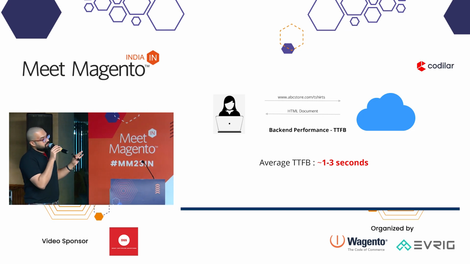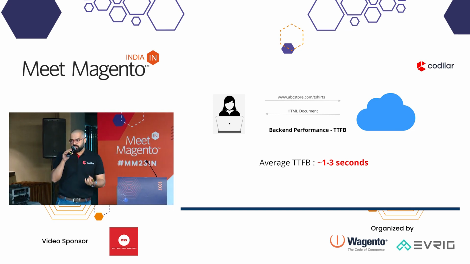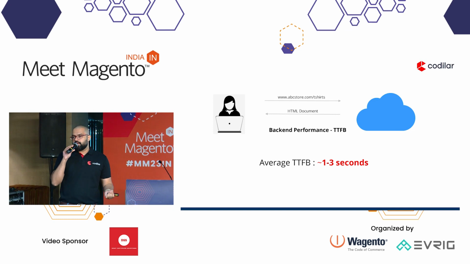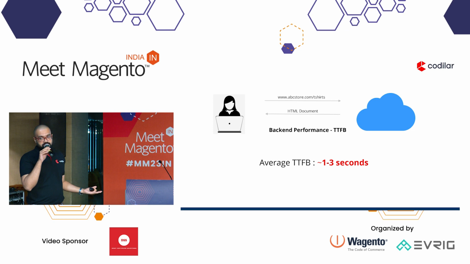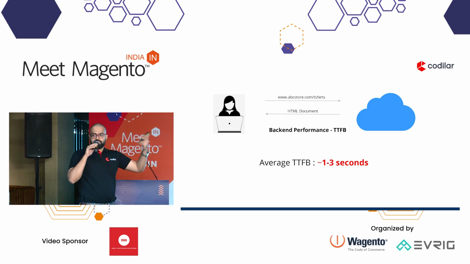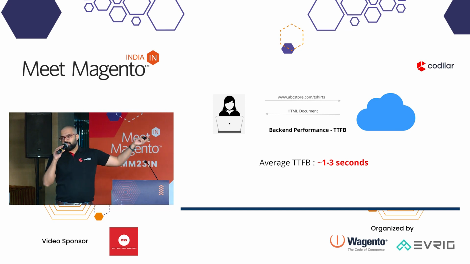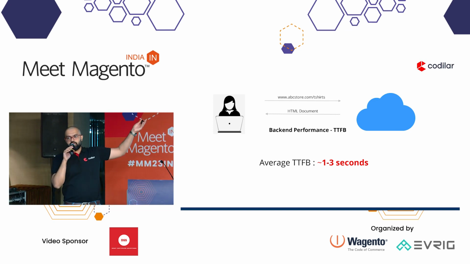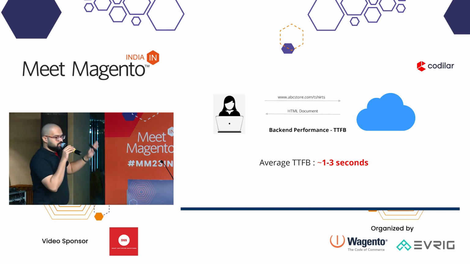Now that depends on a lot of different factors. If your server is bad, you'll have a long time to first byte. If your code is very bad, you'll have a long time to first byte. If your database is bad, you'll have a long time to first byte. And even if your server is in a far location, so if I'm sitting in Mumbai and my server is in US, it has to hop through a lot of networks, right? That also adds a lot of latency. I'll talk about that in a bit, right? So let's call it backend performance.